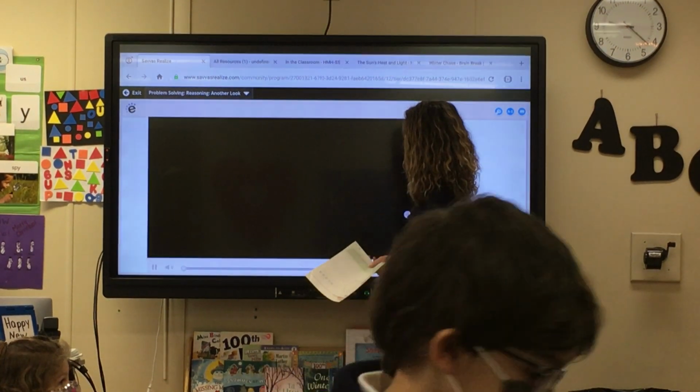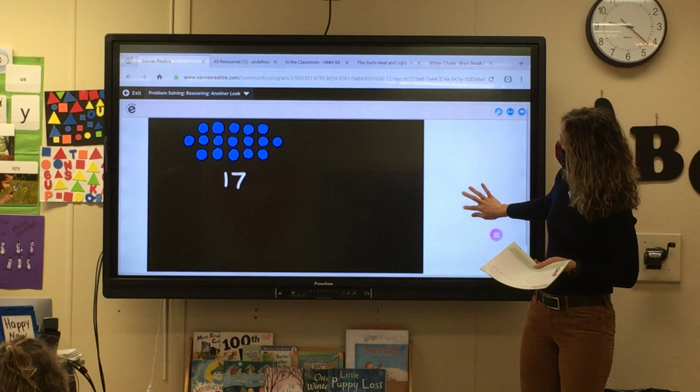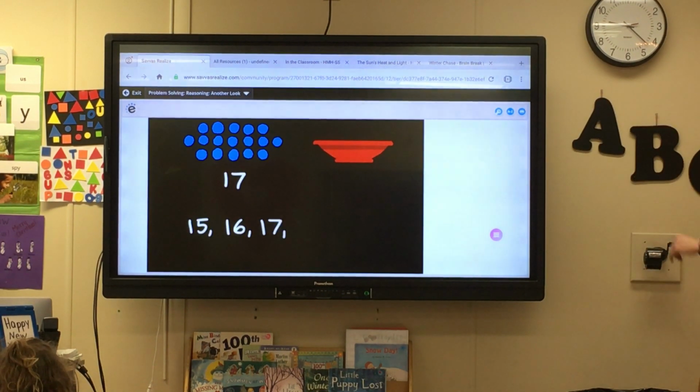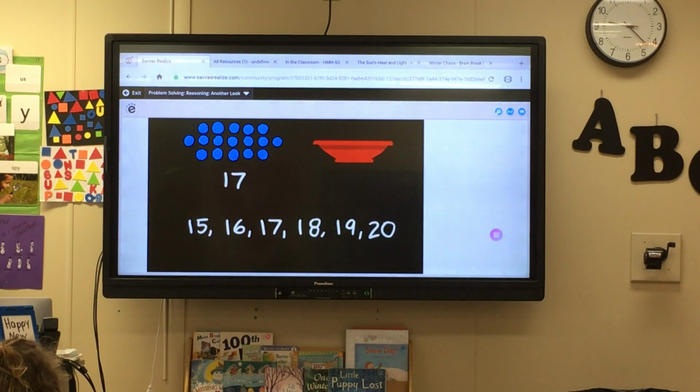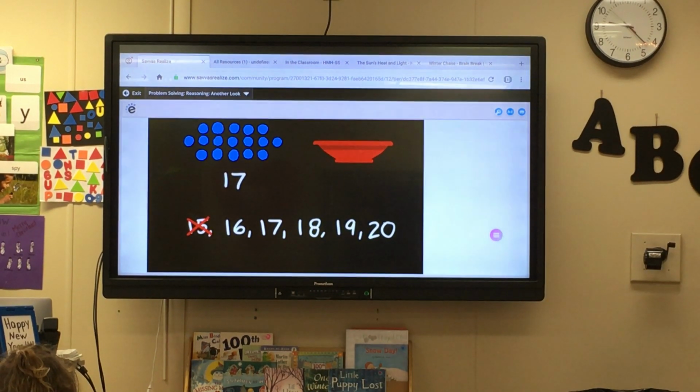Alright, here we go. Do you like a mystery? Here's one for you. There are 17 blueberries on the table, and there are 1 or more blueberries in the bowl. How many blueberries could there be in all? Remember, there are 1 or more blueberries in the bowl. Which of these numbers could tell us how many blueberries there are in all? 15, 16, 17, 18, 19, or 20? Could we have 15 blueberries in all? Yes or no? No. There are already 17 blueberries on the table, and 15 is less than 17.